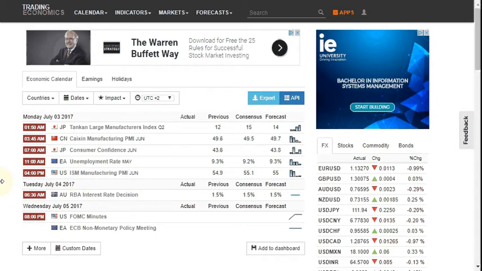And on Tuesday, in Australia, we have the Reserve Bank of Australia interest rate decision. As you can see, 1.5%. The consensus and the forecast are that rates are going to remain unchanged. And on Wednesday, July the 5th, in the US we're going to have the FOMC minutes, so the Federal Reserve meeting. And on the European side, we have the ECB non-monetary policy meeting.